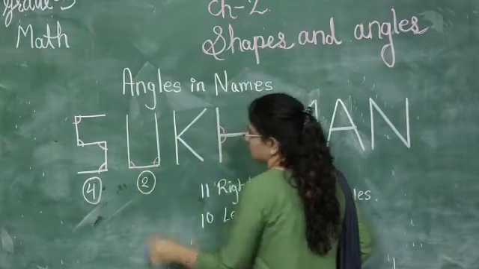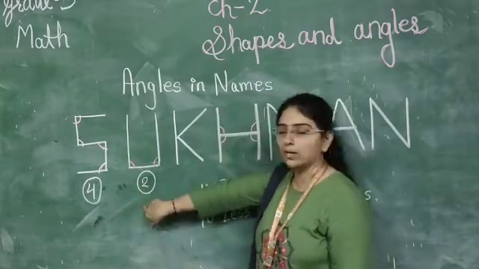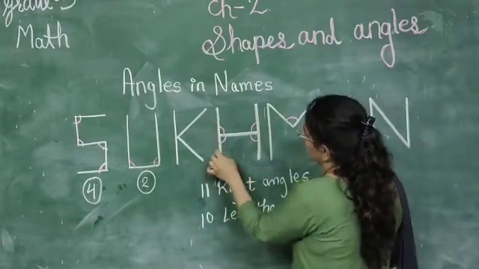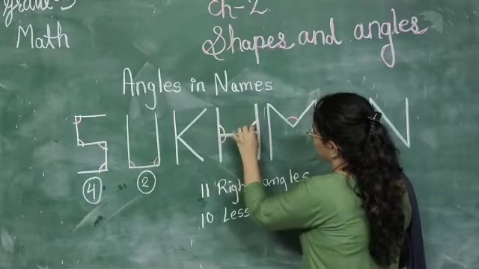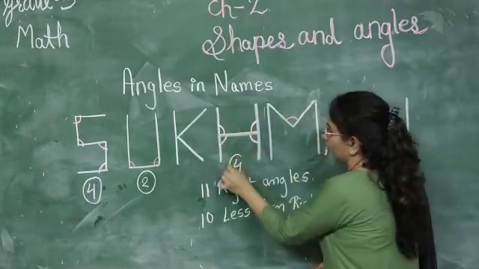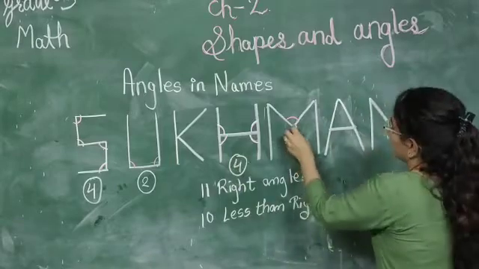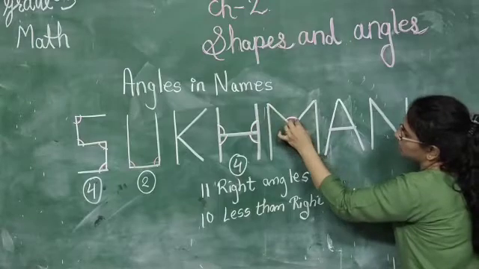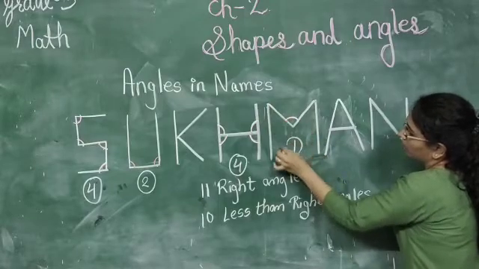So here they are making the second. These 2 are the right angles. Third, if I am coming to this, here H is given. So here 1, 2, 3 and 4. H is also making 4 right angles. And here in the letter M, if you can see, like this, this is also making 1 right angle.